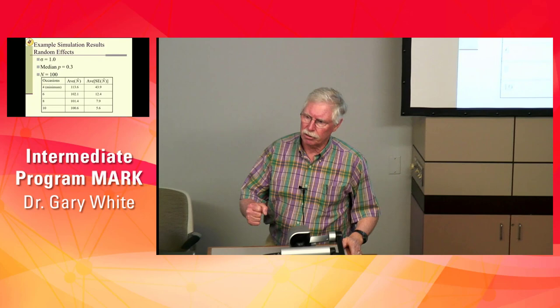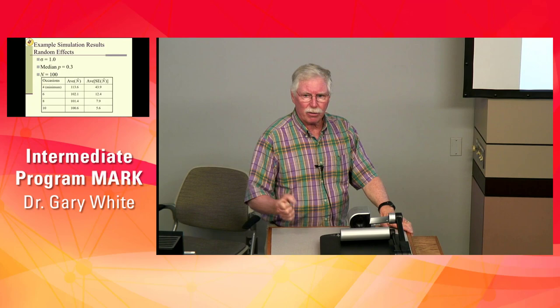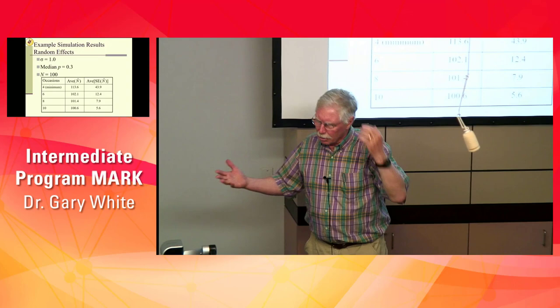So if you came in and told me you're only going to go out and trap 4 nights and you think you got that kind of level of heterogeneity in the population, I'm telling you, you probably want to stay home. Sure, I got an average of 113, but I'll bet there's some estimates that are way lower than that and way higher than that, especially given I've got a standard error that's nearly 40% of my estimate, a CV of 0.4.